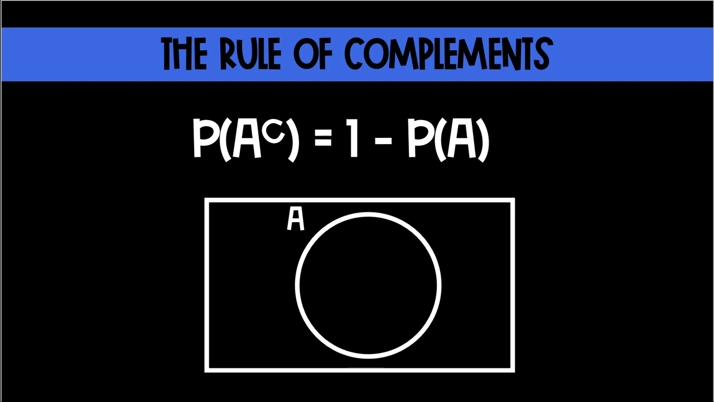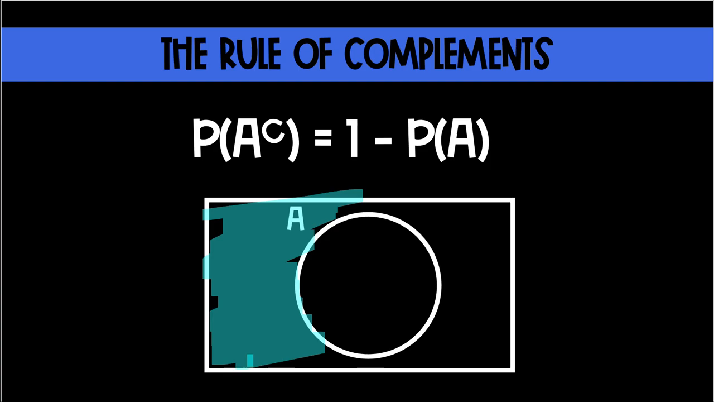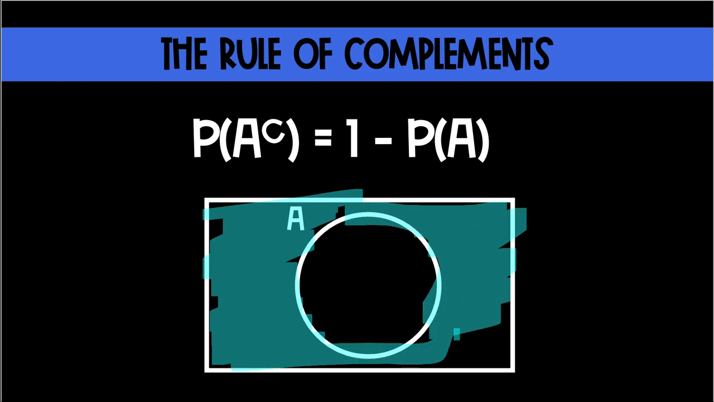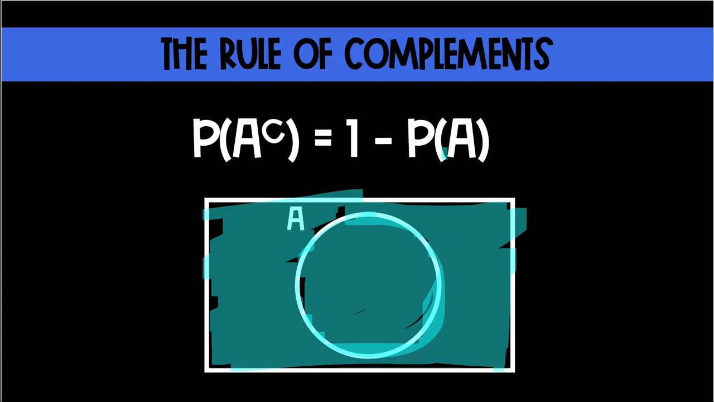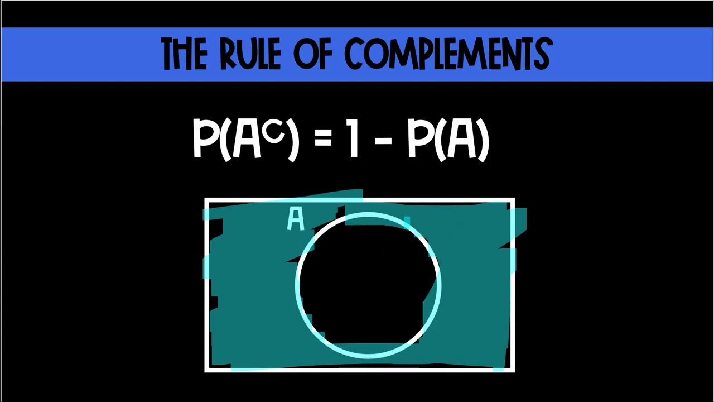If I take all of my probabilities, the complement of A and A, I get 1. Well, 1 minus the probability of A is the probability of the complement. And that's our last definition for this video.